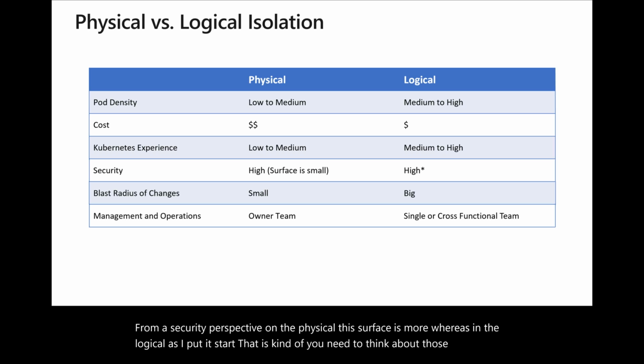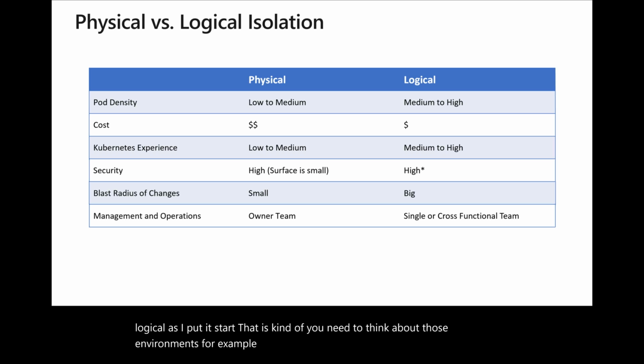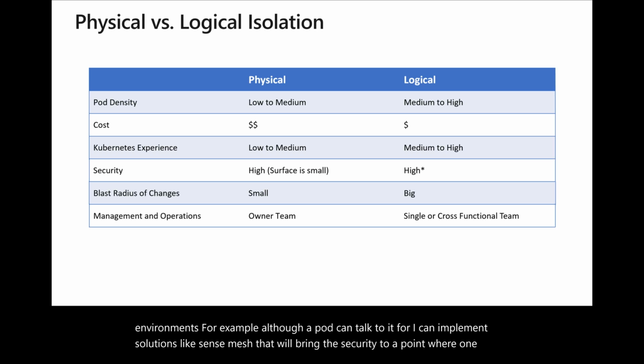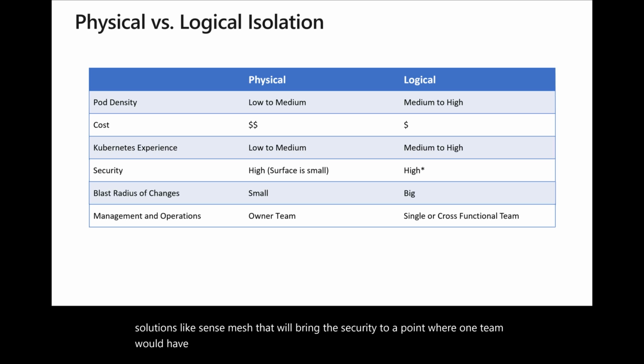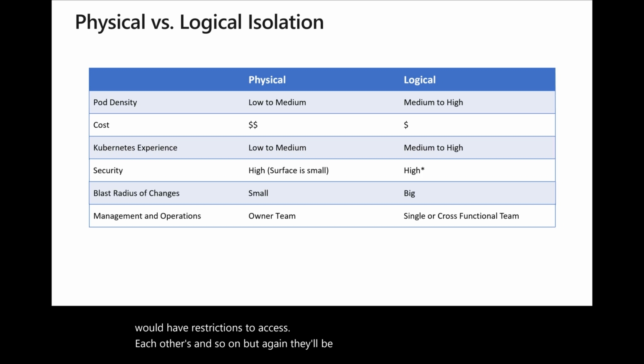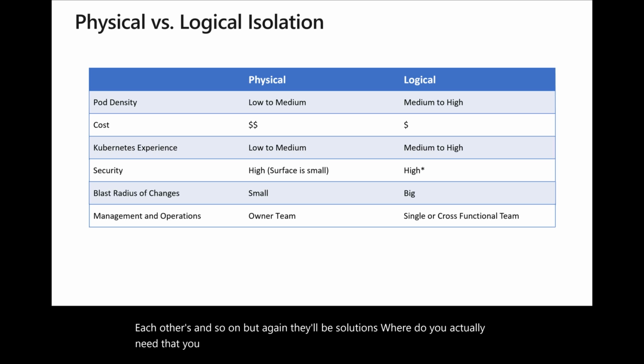For example, although a pod can talk to a pod, I can implement solutions like service mesh that will bring the security to a point where one team would have restrictions to access each other's and so on. But again, there'll be solutions where you actually need a solution where one team can use and consume each other's.